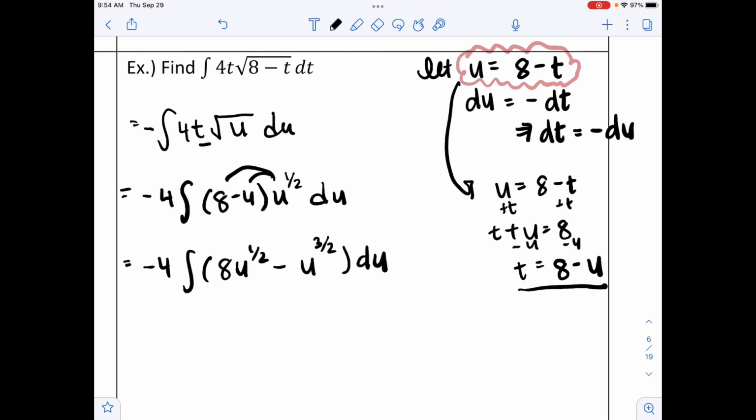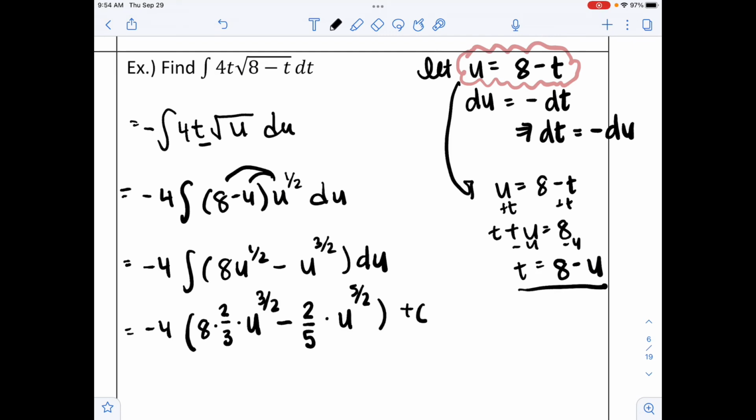Now from here I can use that power rule and integrate this, and so we're going to have the negative 4 that stays out in front. I have 8 times, and then from here it's going to be adding 1 to that exponent, so that's going to be u to the 3 over 2. And then multiplying or dividing, I can say if you divide by the same thing, it's the same as multiplying by that reciprocal. Minus adding 1 to my exponent here, I get u to the 5 over 2. And then again, dividing by 5 over 2, or equivalently, multiplying by the reciprocal of 2/5. Don't forget your plus c.